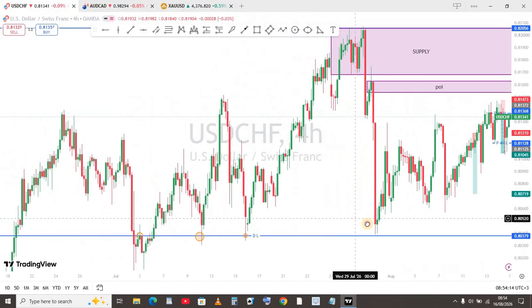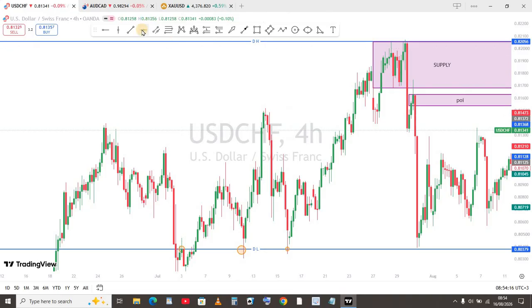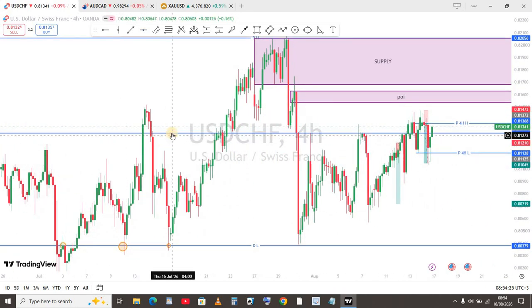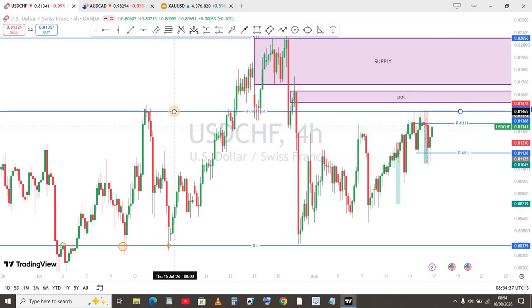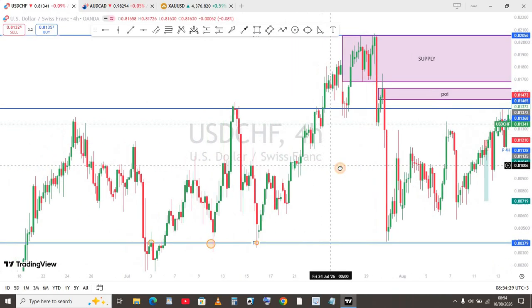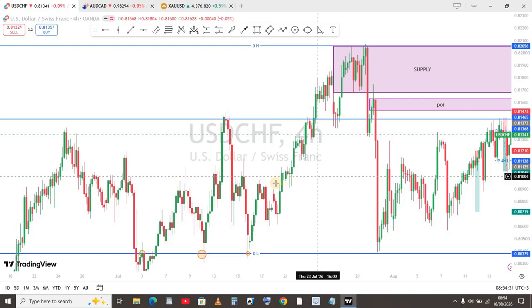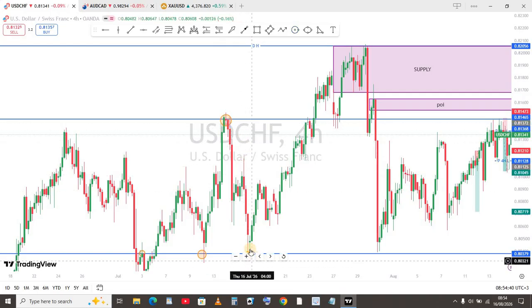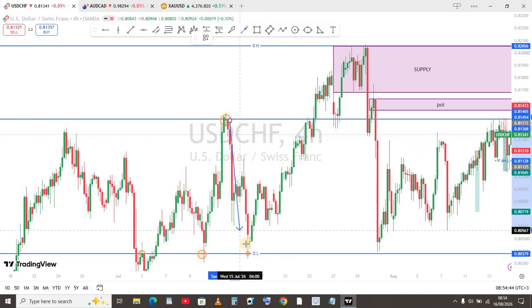So as you can see, also we have internal resistance. Let's mark this level. So why am I calling this internal resistance and support? Because here the market got resisted, and after being resisted, it went back down to this level. So as you can see, the market moved from this level to down here.